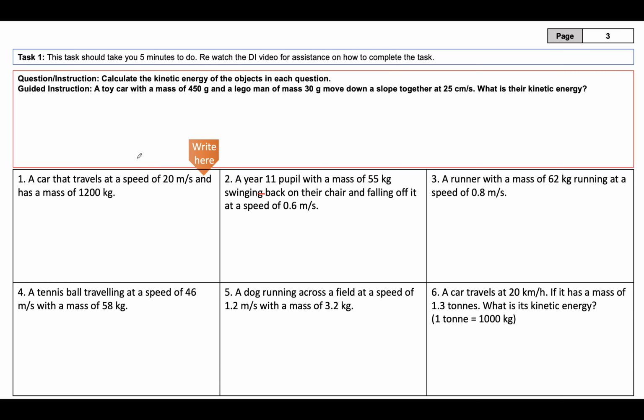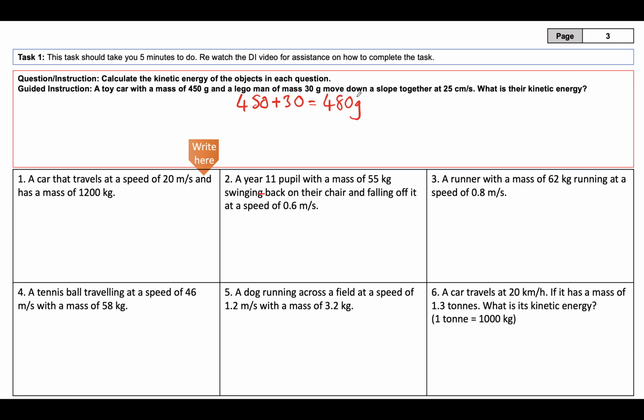So your first task is to have a go at all these. We'll walk through one more question together and then we'll see how we do. So I have a toy car with a mass of 450 grams and a Lego man of 30 grams. So the first problem is there's 2 items. So I might have to add these 2 together because it's looking for kinetic energy of both of them. So 450 plus 30 gives me 480 grams. Okay, not too bad so far, but I've got it in grams, not kilograms.